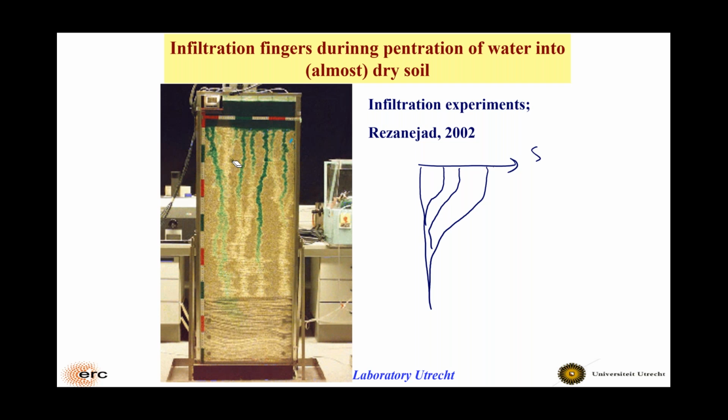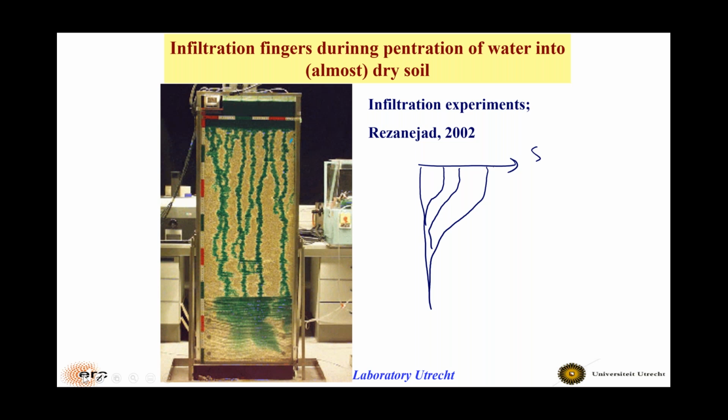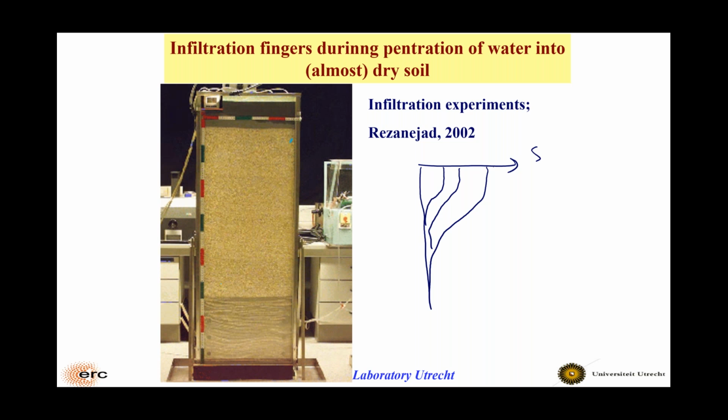So if you model this using a standard unsaturated flow theory, you never ever get fingers. You put water here, equilibrium, equal height everywhere. This is homogeneous sand. This will go down as a front, not as fingers.